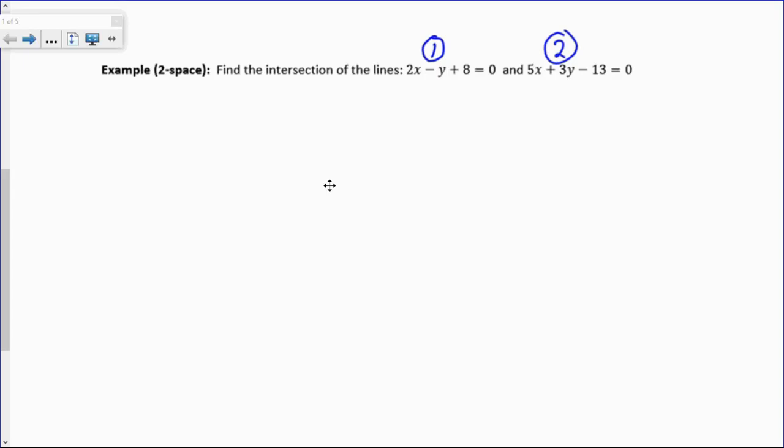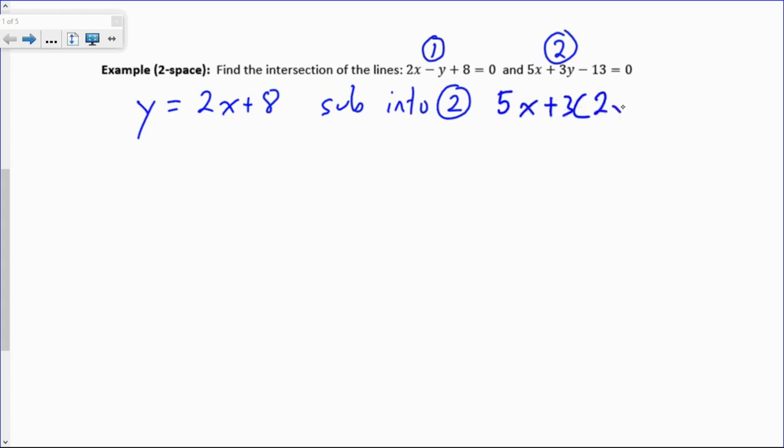I start with equation 1 and I solve for y because I notice that that is very easy to solve for. It doesn't introduce any fractions or anything like that. I then sub that new equation into equation 2 for y. We're then going to solve for x, and then once you get that answer, sub it back into the first equation to solve for y. Let's take a look at what the algebra looks like.